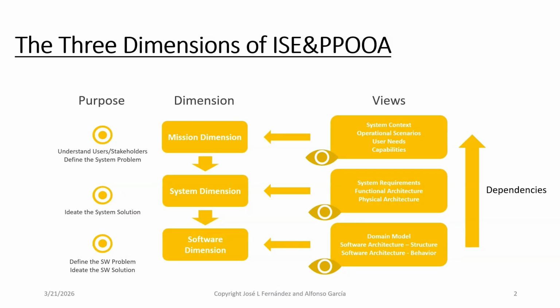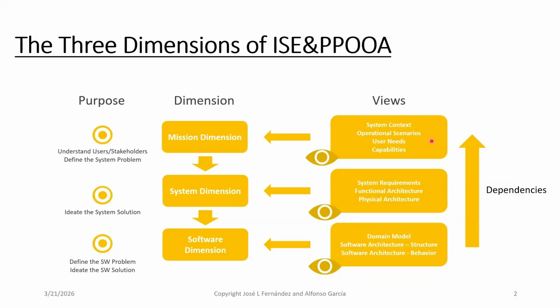As you can see in the slide and in further detail in chapter 4 of the book, the ISE&PPOOA methodology organizes the entire modeling effort around 3 clear dimensions. First, we have the mission dimension, where we try to understand users and stakeholders and define the system problem. And for that, we are going to create several views, like the system context or the operational scenarios, from which we are going to derive the user needs and the capabilities our system needs to possess in order to achieve its purpose.